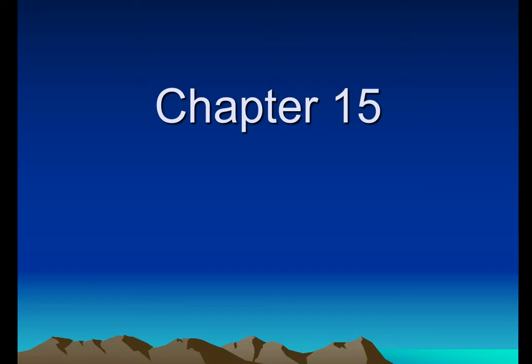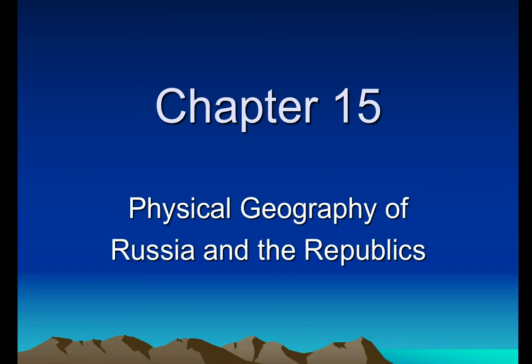So that's it. Chapter 15, Physical Geography of Russia and the Republics. Hope you dig it. Chernozem, big time fertile soil, allows people to settle in that area because a lot of them are farmers, and because of that, the biggest population density in Russia and the republics is out there to the left-hand side, the western side, on the North European Plain.